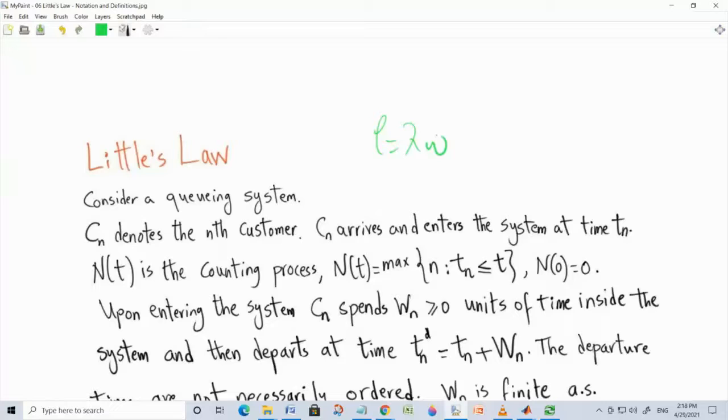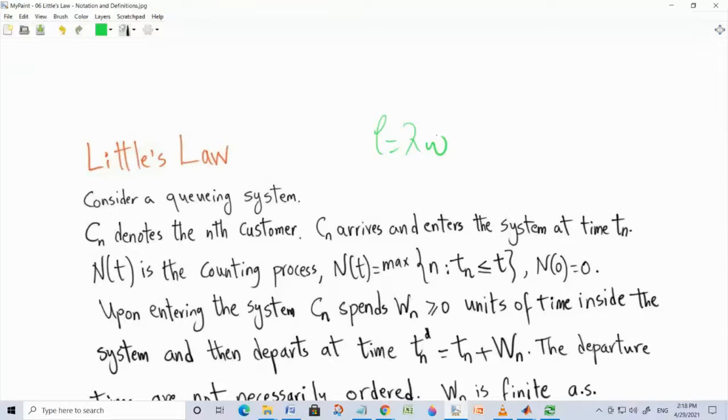Again, we want to be as general as possible. The motivation was that people started studying different types of queues like M/M/1 and some of its generalizations, and they discovered that every time they computed the average number, L, and the average delay or average waiting time, W, in the system, they got this relationship that L over W is equal to lambda. So what is going on here? Okay, consider a queuing system.